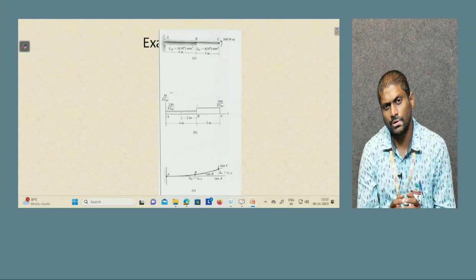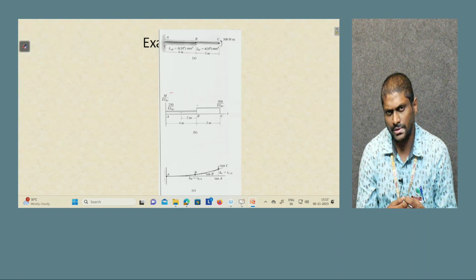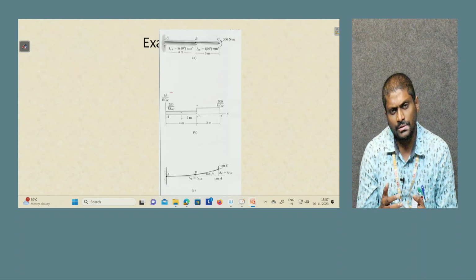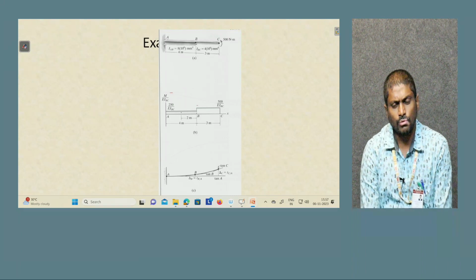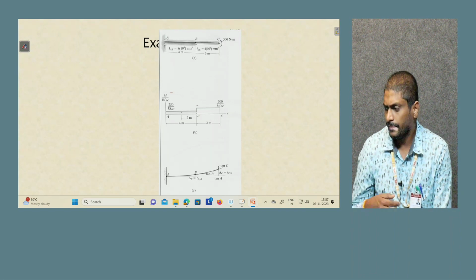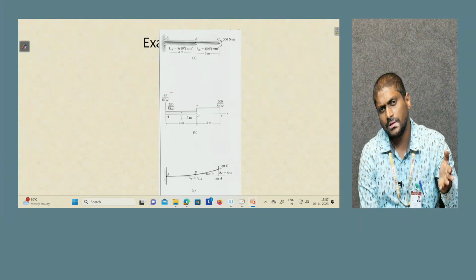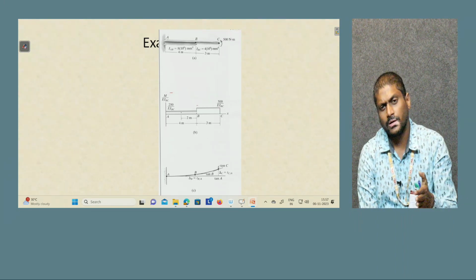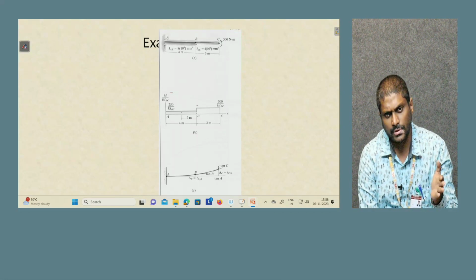For suppose you want only up to B, then you have to calculate the area of the AB diagram only. But if you want it at C, then you have to add both AB and BC, because it's a consolidated or overall one. Likewise, you are going to get the slope at the required points, and similar to the previous problem, once you get the slopes, getting deflections is very simple if you know the centroidal distances for the particular shapes.